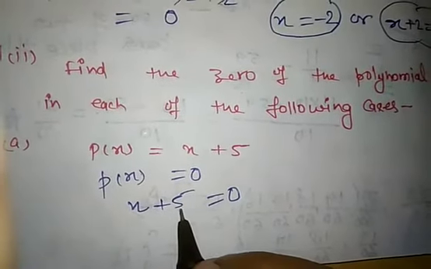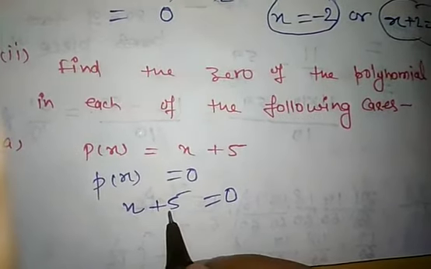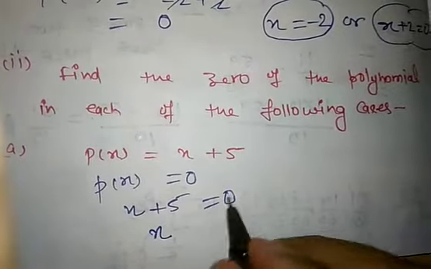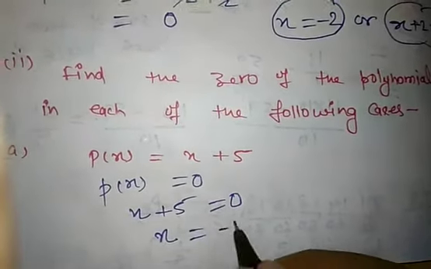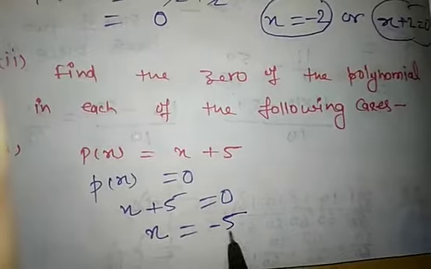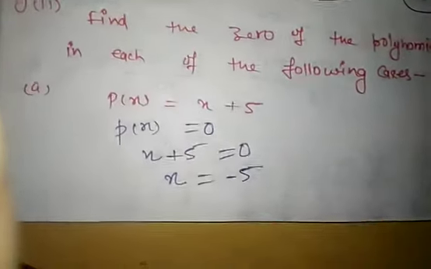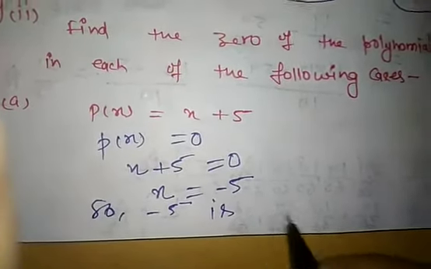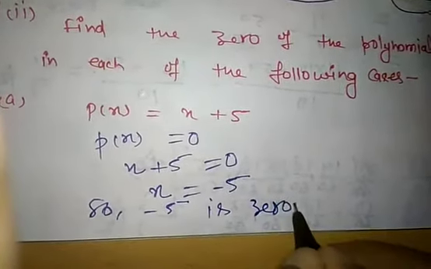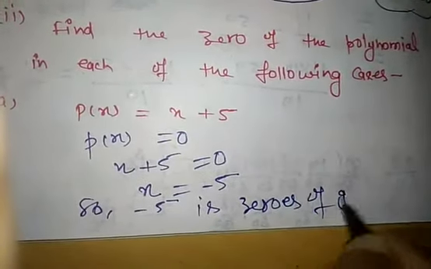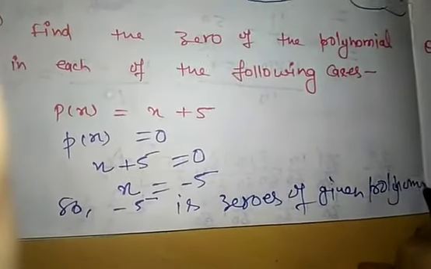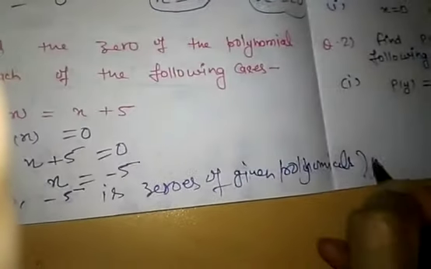Now transferring the constant part to this side, it is converted to minus 5. So minus 5 is the zero of the given polynomial. This is your final answer.